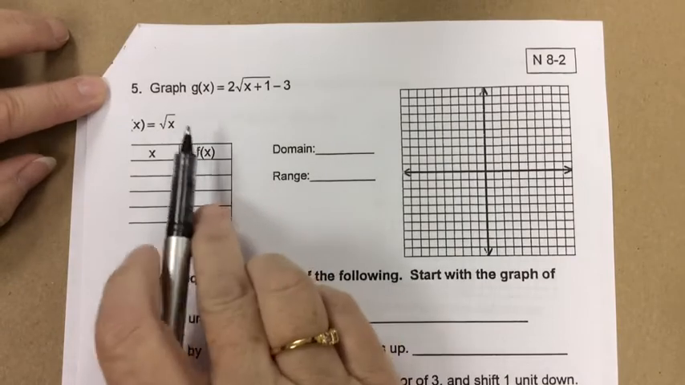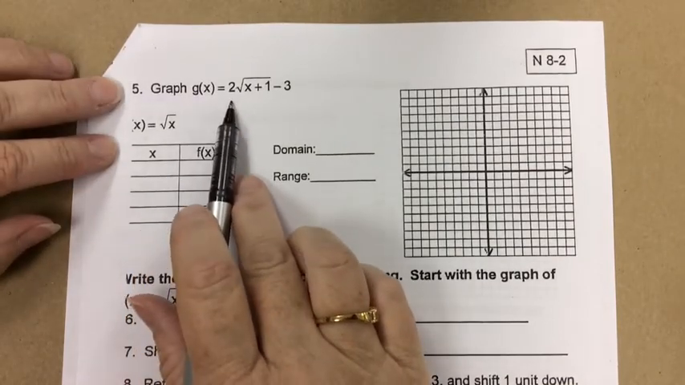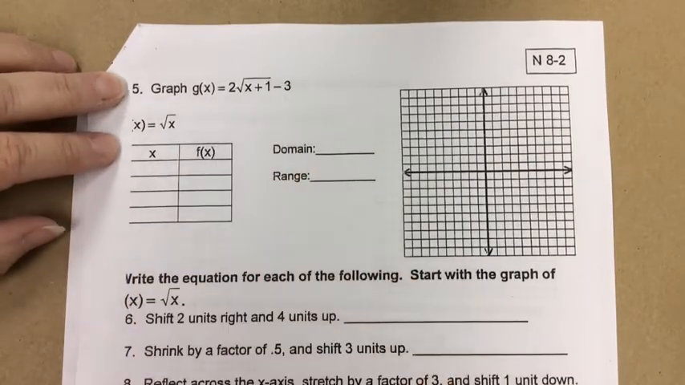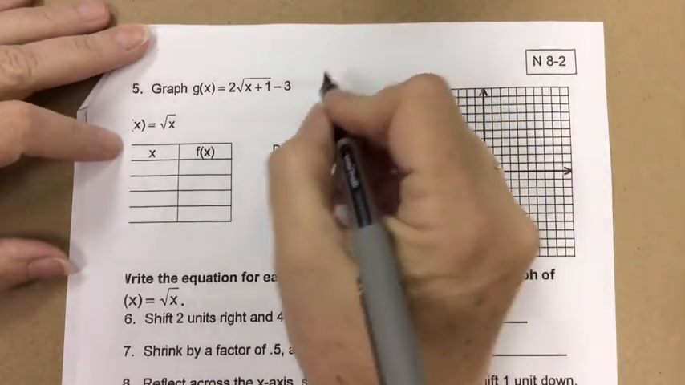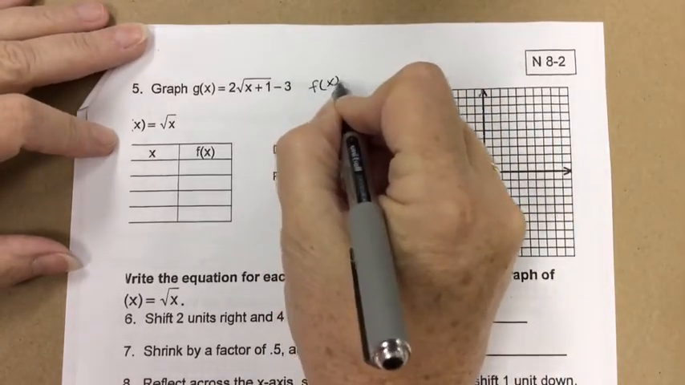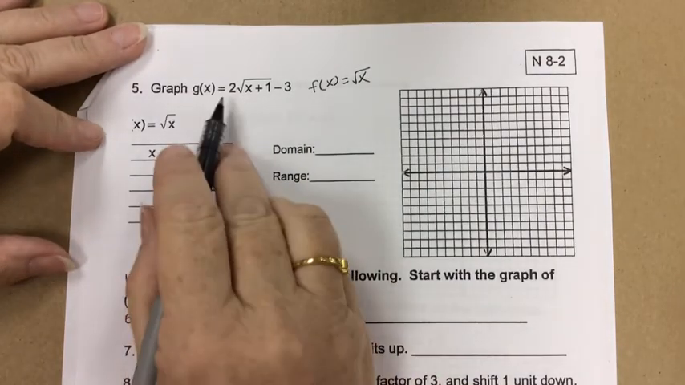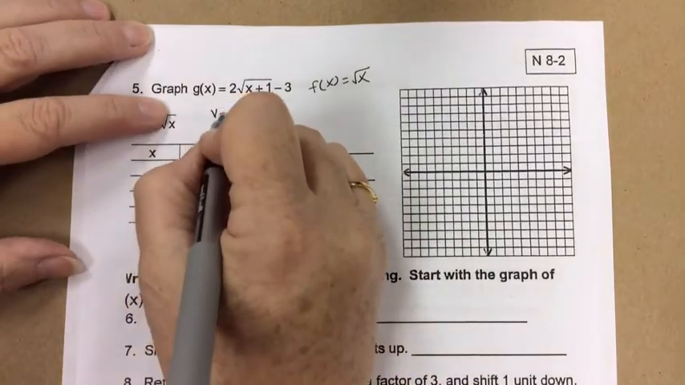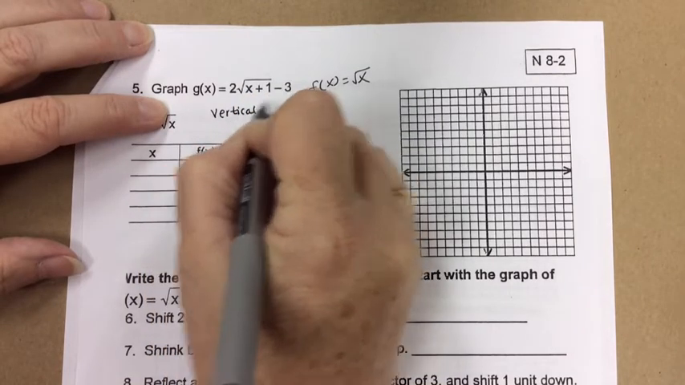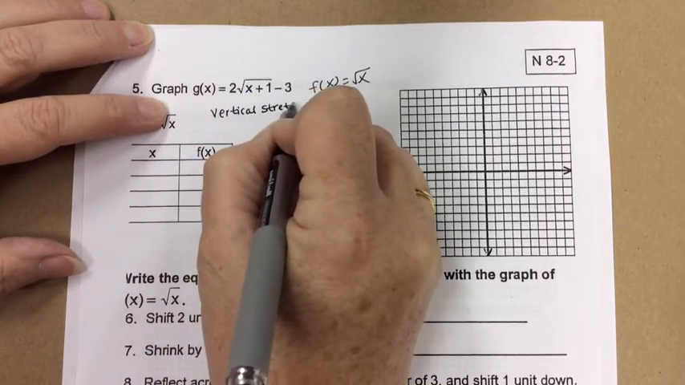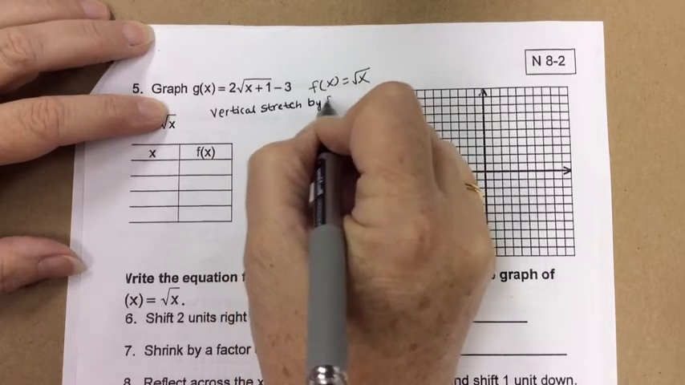Okay, on this one we have graph g of x equals 2 times the square root of x plus 1 minus 3. All right, let's figure out what the change is from our parent function, which was f of x equals the square root of x. Okay, first of all, they put a 2 in front. That's a vertical stretch by a factor of 2.